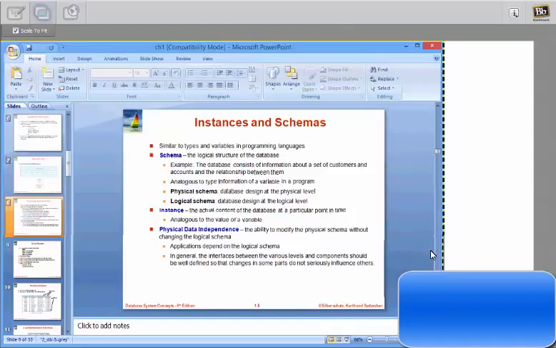Now, physical data independence: the ability to modify the physical schema without changing the logical schemas. Here we are just talking about the ideas. We have not started working on your database yet with any programming language or anything.